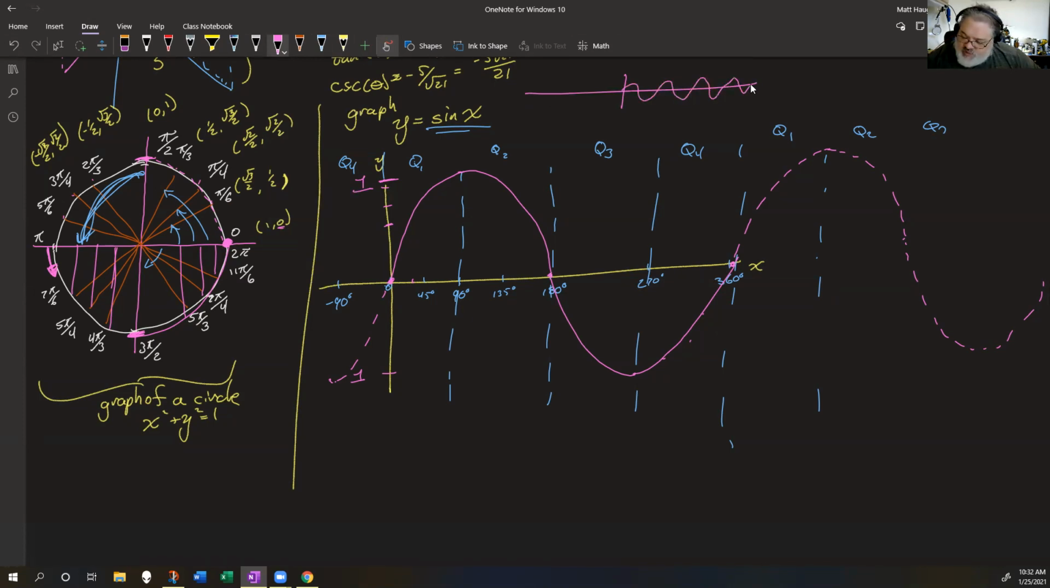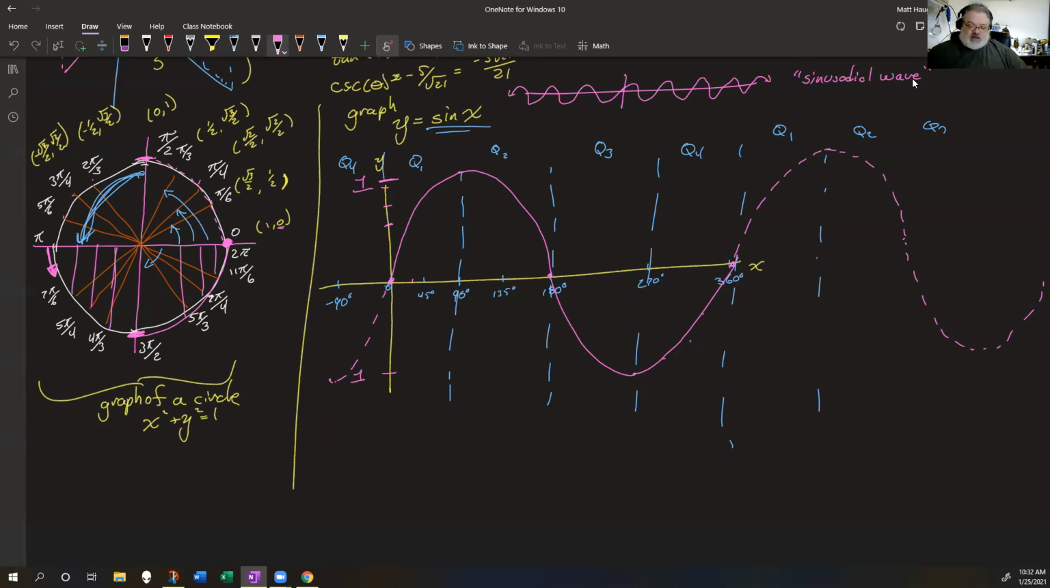It just looks like this wave that goes on and on and on. And again, this is referred to as a sinusoidal wave.